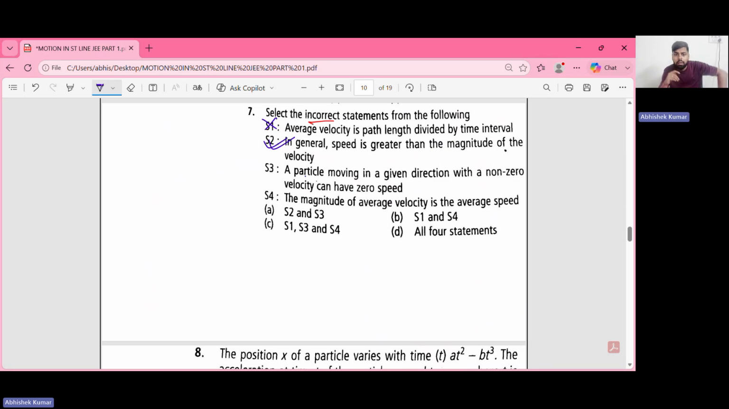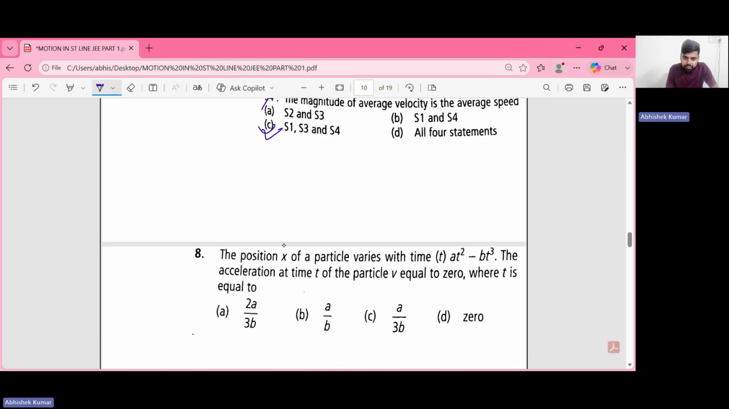it is equal. No? A particle moving in a given direction with non-zero velocity can have zero speed. How will zero speed be there? Got it now? It is wrong. Magnitude of average velocity is the average speed. No. It is a special case when it is in a straight line, same direction. That is also wrong. The incorrect ones are which? S1, S3, and S4. Option D is correct. Clear? Sorry, option C is correct.